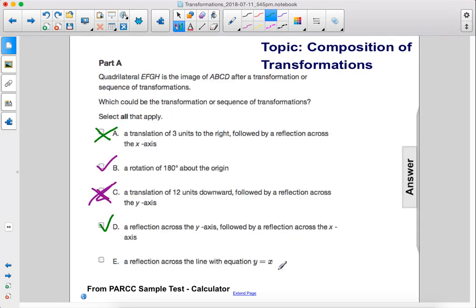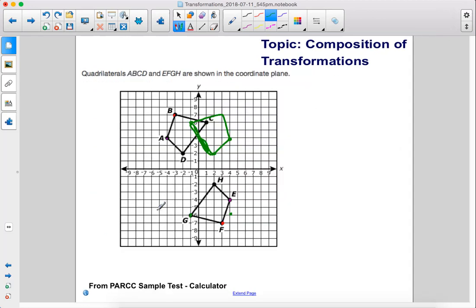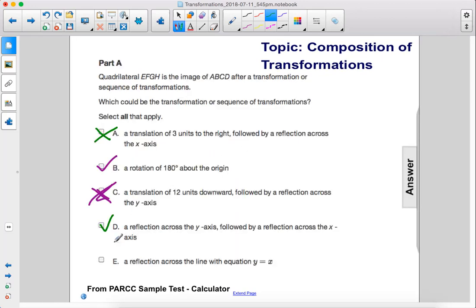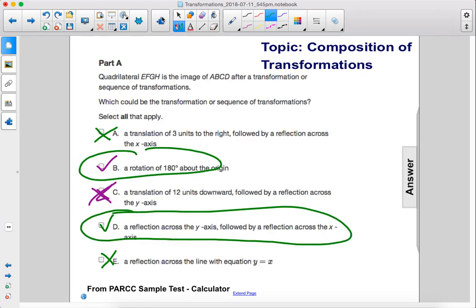E: A reflection across a line with equation y = x. Well, that would be across this line here, and so C would end up over here. So that one will not work. So our answer is B and D.